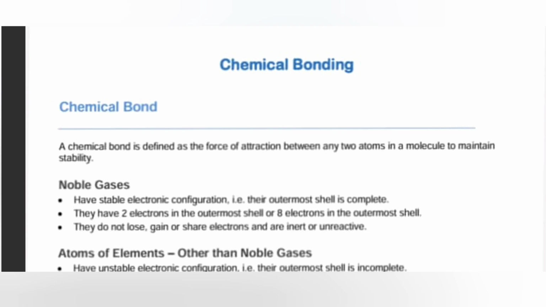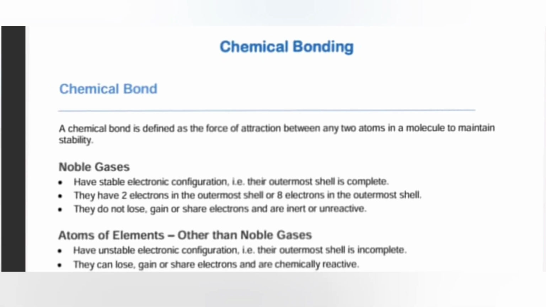So, basically, when two atoms come together to form a molecule, that is known as a chemical bond. And why do they form a molecule? To attain stability and to get a fixed amount of electrons in their valency shell. So we will understand later how many shells are required and all.